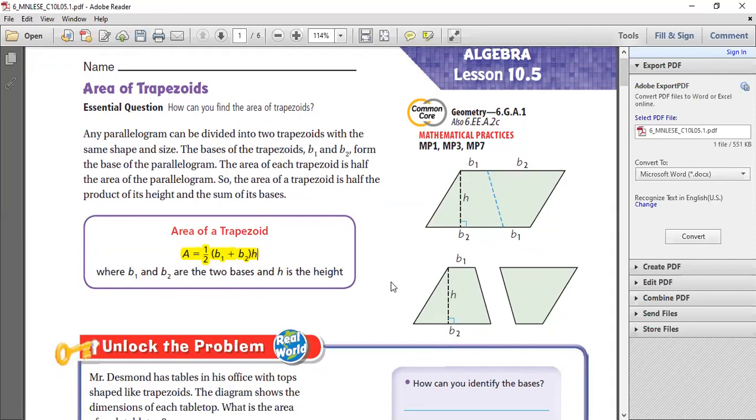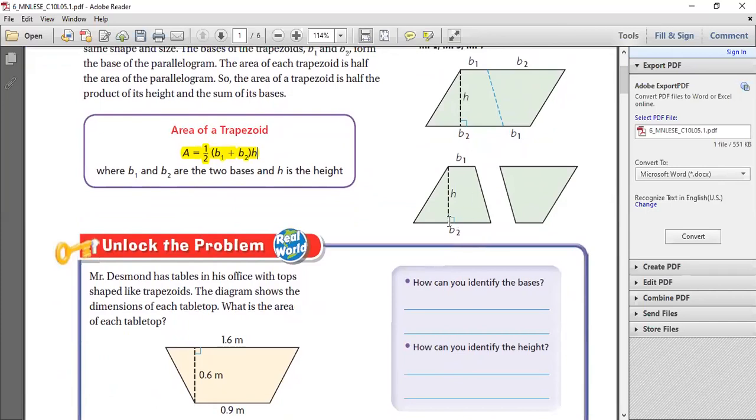Now what is base 1 and base 2? If you look at a trapezoid, this is a trapezoid. A trapezoid has two parallel sides. This side is parallel to this. Parallel means they are straight lines which don't touch, and then they will have side lines like this. This is called a trapezoid. So a trapezoid has two bases, the top one and the bottom one.